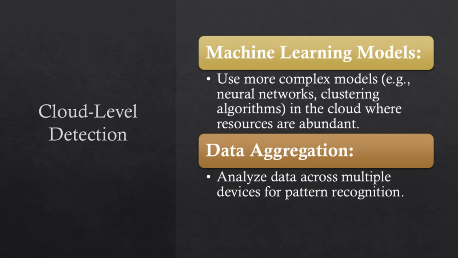In the cloud, we have access to greater computational resources, allowing us to employ more complex anomaly detection methods. Machine learning models: we utilize advanced models such as neural networks, clustering algorithms, and other sophisticated techniques to detect patterns and anomalies that may not be apparent through statistical methods alone. Data aggregation: by analyzing data across multiple devices and sources, we can identify system-wide patterns and correlations, enhancing our ability to predict and detect anomalies.